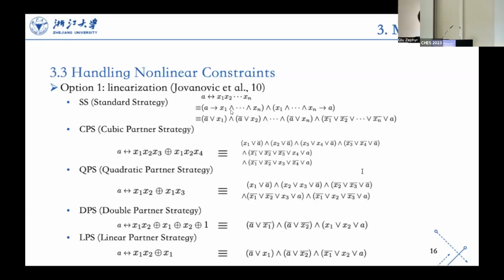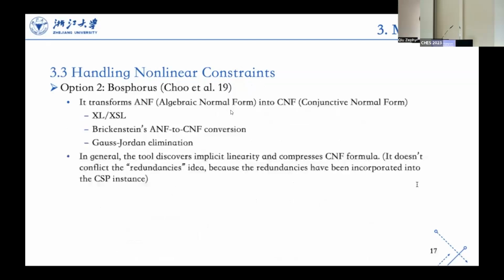Jovanovic et al. introduced the following strategies in their research on algebraic cryptanalysis. When there are nonlinear combinations of desired structures, the last four strategies may help reduce the number and length of clauses. Otherwise, the standard strategy can be generally applied.